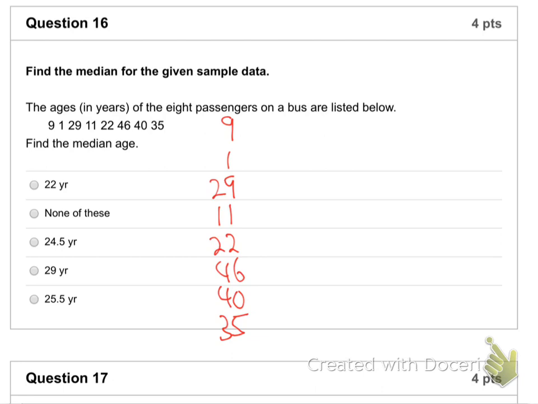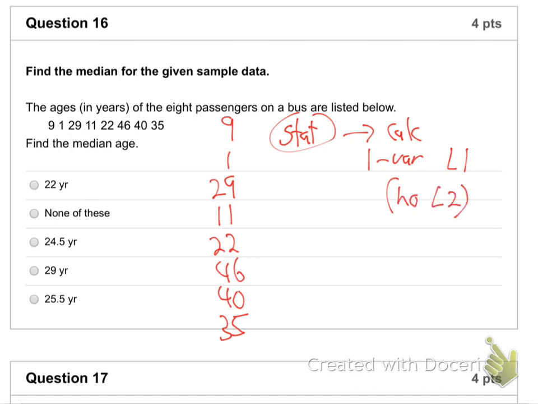So I just did it. After you do the stat, stat, calc, 1-Var Stats, only L1, right? No L2. Then you go down with the arrow to find the median. I got median 25.5. There it is. 25.5. Is that good? All is well.